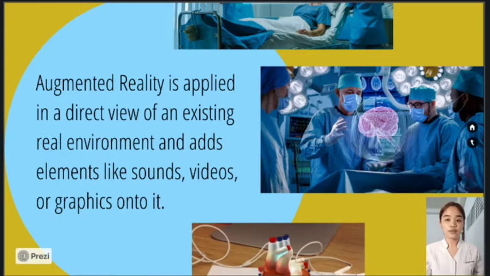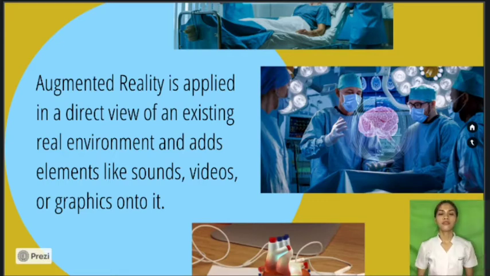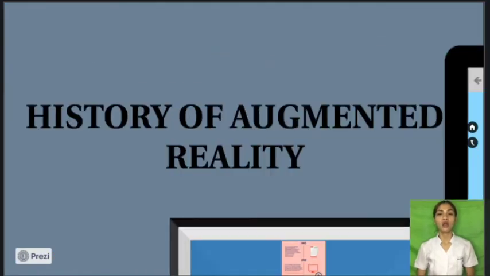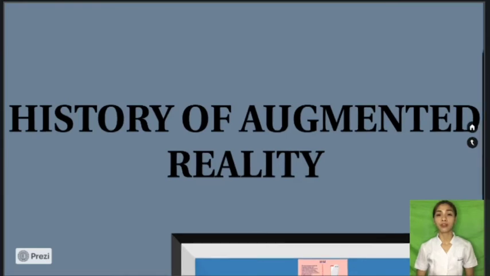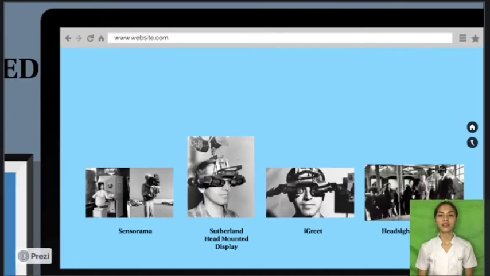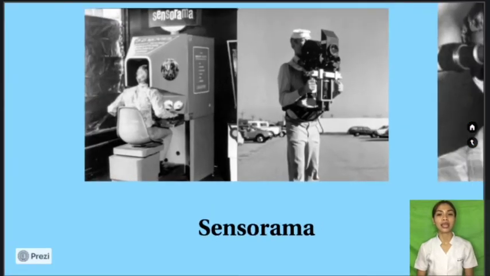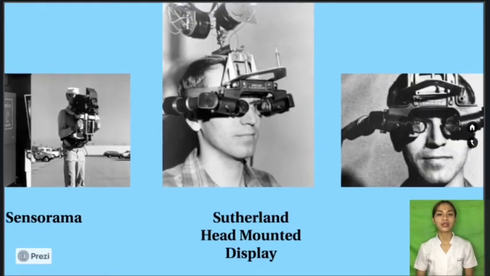The first appearance of augmented reality dates back to the 1950s when Morton Heilig, a cinematographer, thought of cinema as an activity that would have the ability to draw the viewer into the on-screen activity by taking in all the senses in an effective manner. These are the four important advances in augmented reality: the Sensorama, the Sutherland head-mounted display, Eye Grid, and Head Sight.